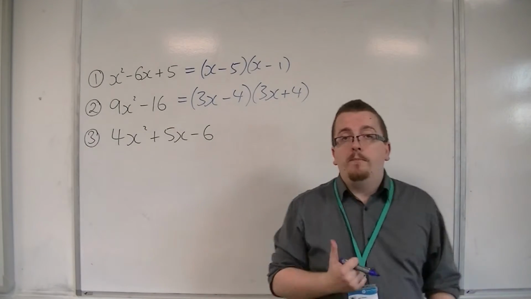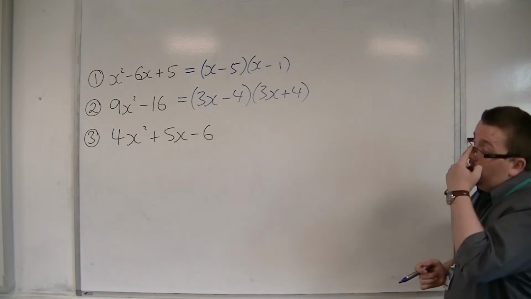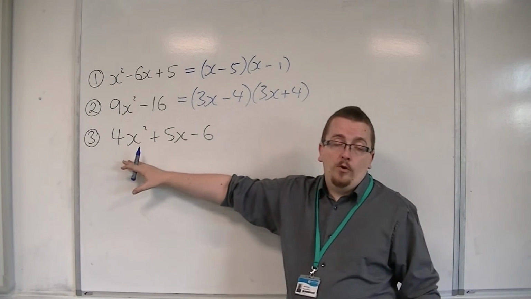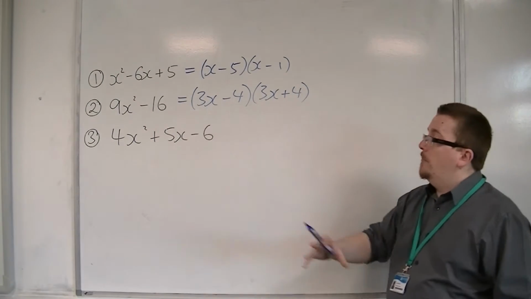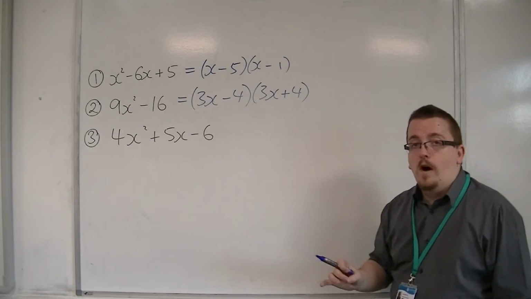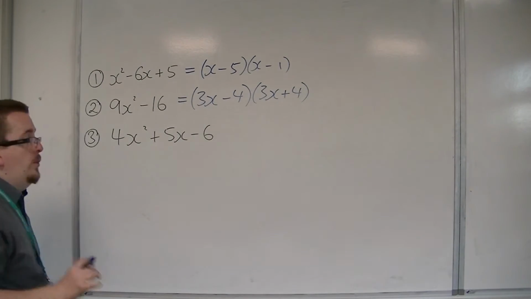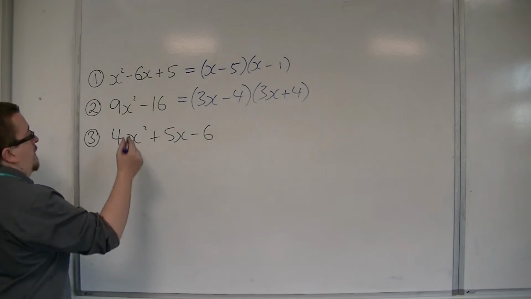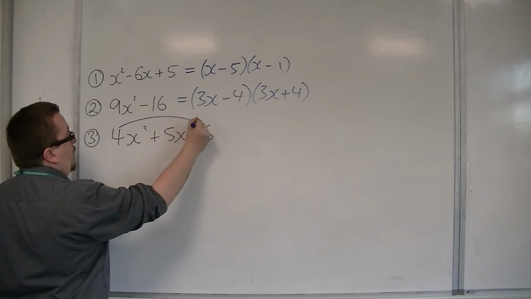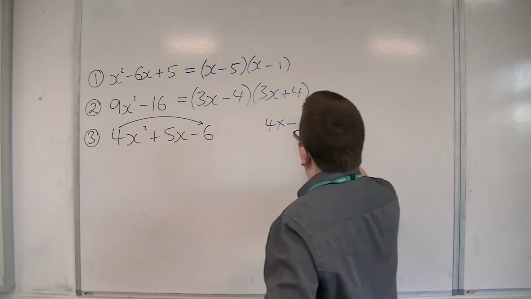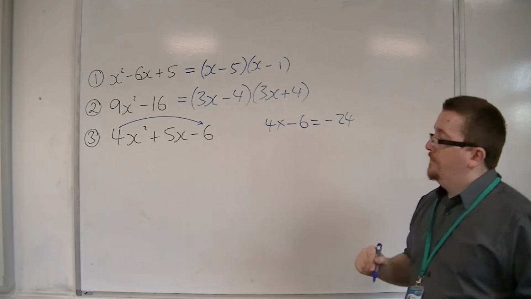The last one's the most difficult. Sometimes students, because there is a number 4 or another number in front of the x squared other than 1, shy away from these. So you need to make sure you have a method. Now one method is to multiply the 4 by the minus 6, which gets me minus 24.